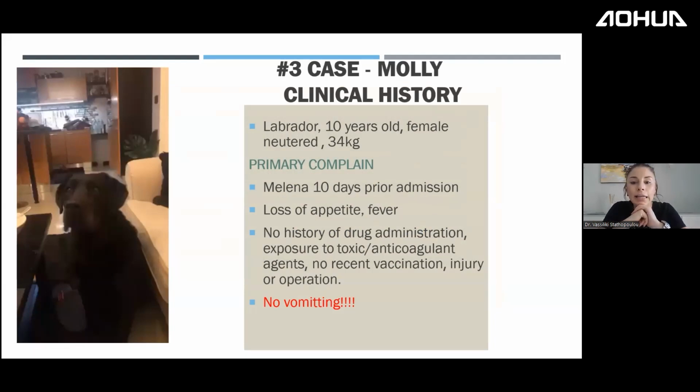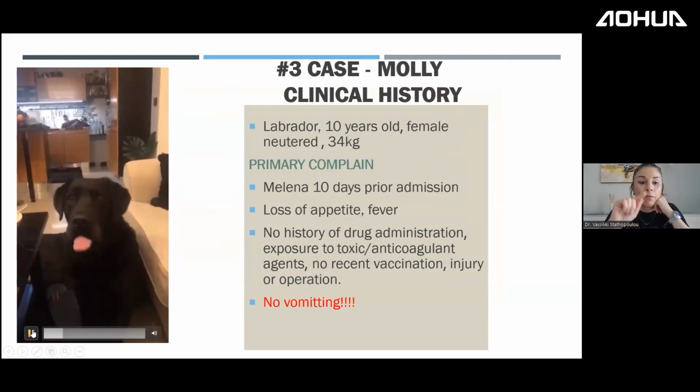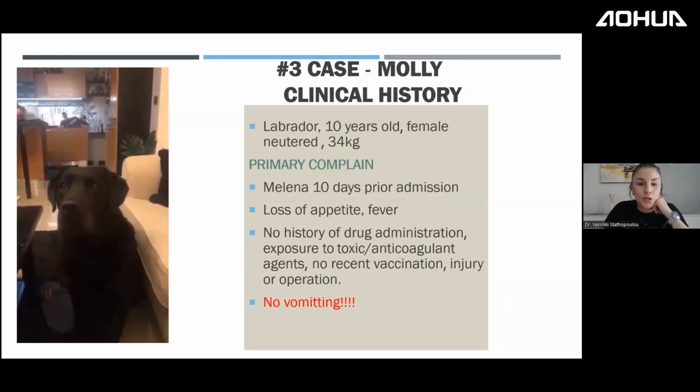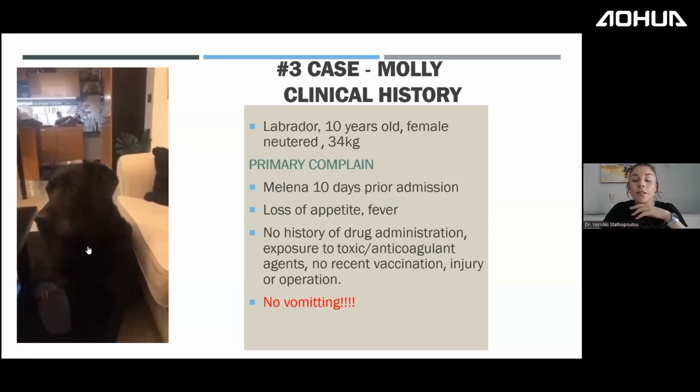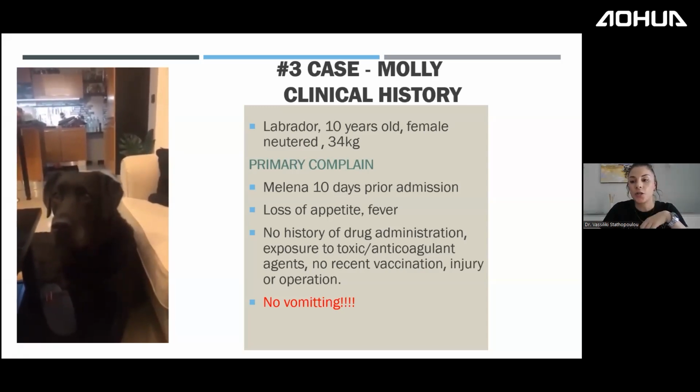So Molly, 10 years old, female, neutered. Let's watch her. Molly never vomited, never. She only did this thing here. And this is a video from the owner. You see that she's doing lip licking, which is actually nausea. What else could be lip licking? Lip licking could be a form of a focal epileptic seizure, but this dog actually had nausea because it had a lot of drooling and a lot of hypersalivation, but no vomiting, not even once. She didn't vomit at all.